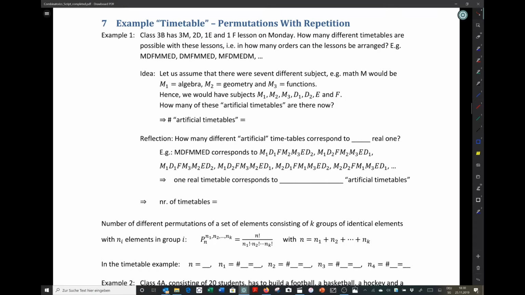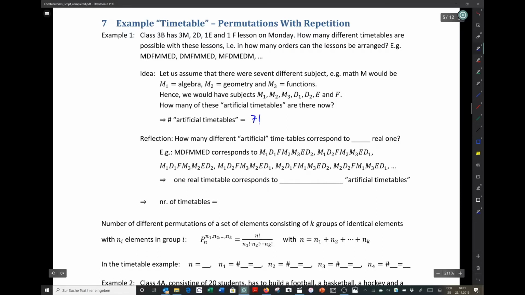We assume that in reality there were 7 different subjects, so we say the math actually is an M1 for, let's say, algebra, and M2 for geometry, and M3 for functions, whatever you like. So actually we don't have just 3M, 2D, 1E and 1F lesson, but we have the lessons M1, M2, M3, D1, D2, E and F. Well, if we call this now an artificial timetable by putting all these 7 lessons together, how many artificial timetables are there now? Obviously 7 factorial.